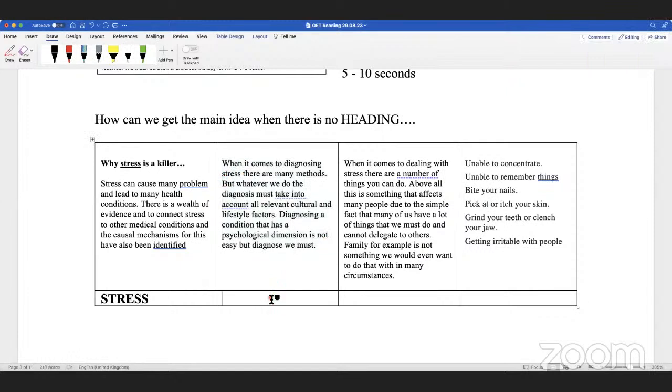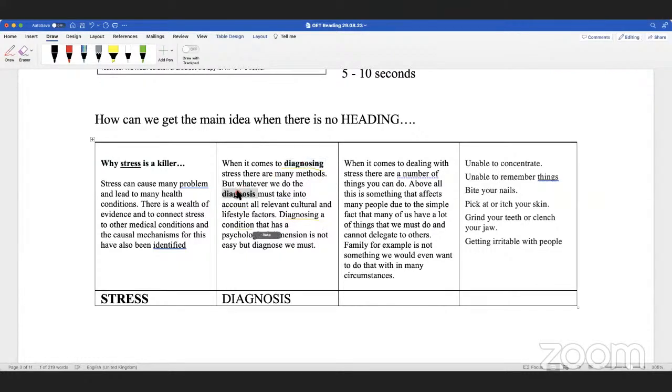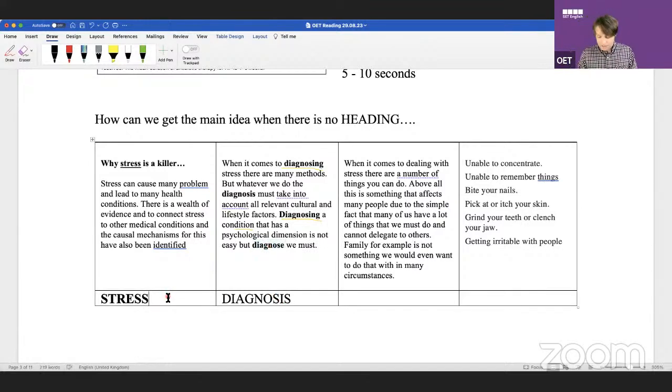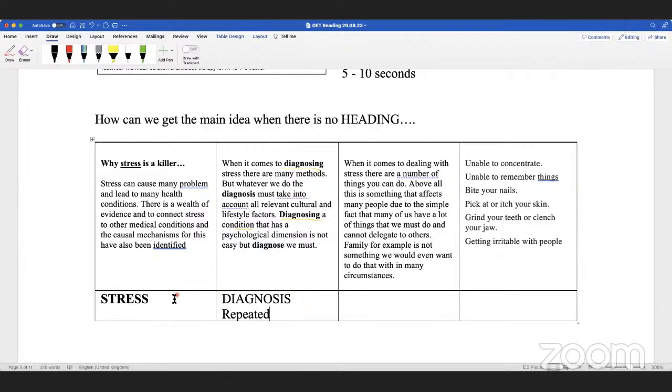Diagnosis. Okay, and how did you find it? There's no heading. In the first line, it is written, when it comes to diagnosing the stress. Diagnosis must be repeated. Repeated words: diagnosis and diagnose, repeating words. It's very easy to get the main idea. The reason is repeated words. Yeah, so repeated words can help us, guys, in the test when we don't have the heading.